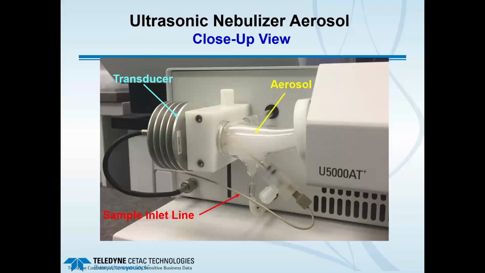That is the entrance for the nebulizer gas supply from the host ICP. But in this case, it's acting as a true carrier gas. That gas is not generating the sample aerosol. The transducer is doing that task.